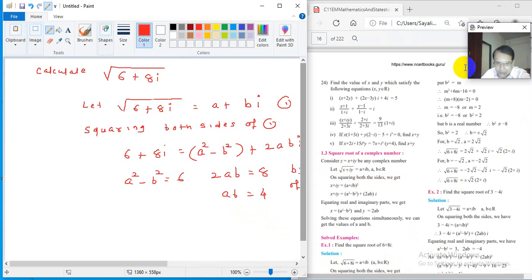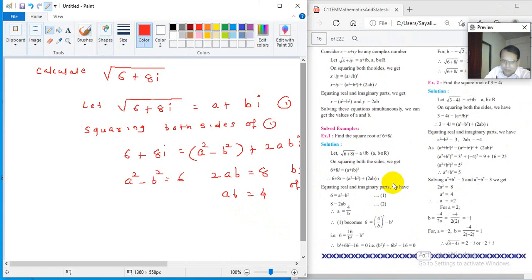I will check the complex number again, whatever is given. Yes, it is 6 plus 8i. Okay, because otherwise it will be a problem. We have to calculate now a and b. So what we are expected to do is something like this.